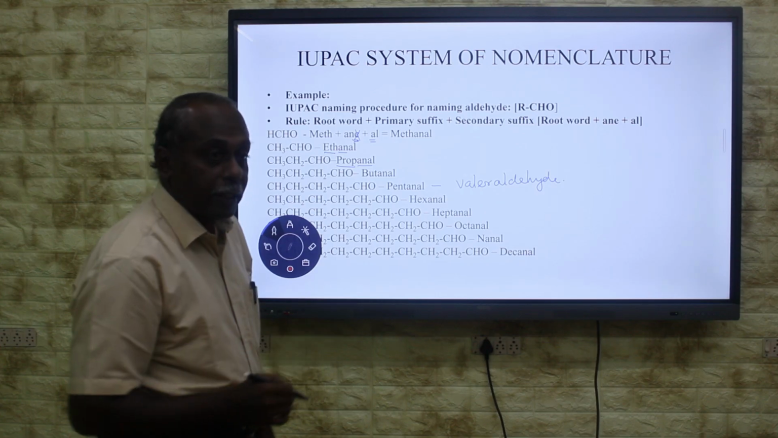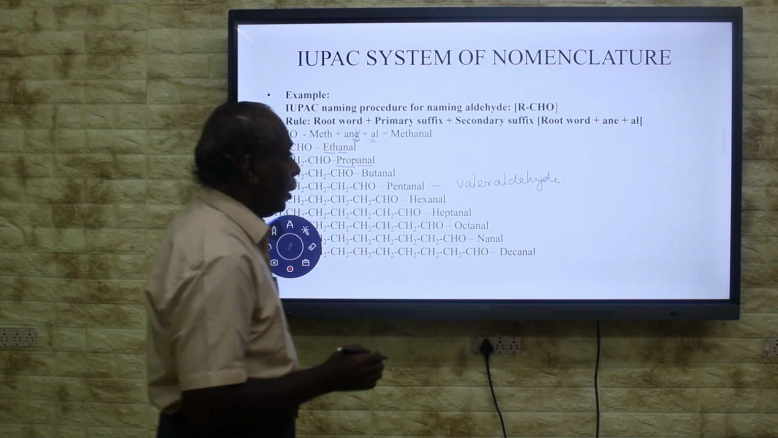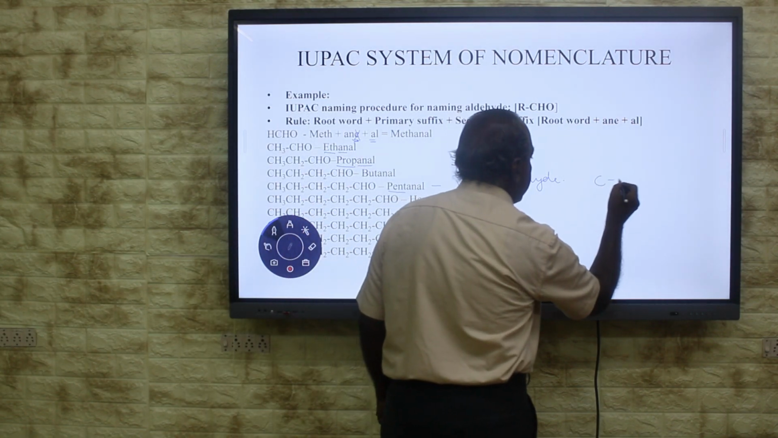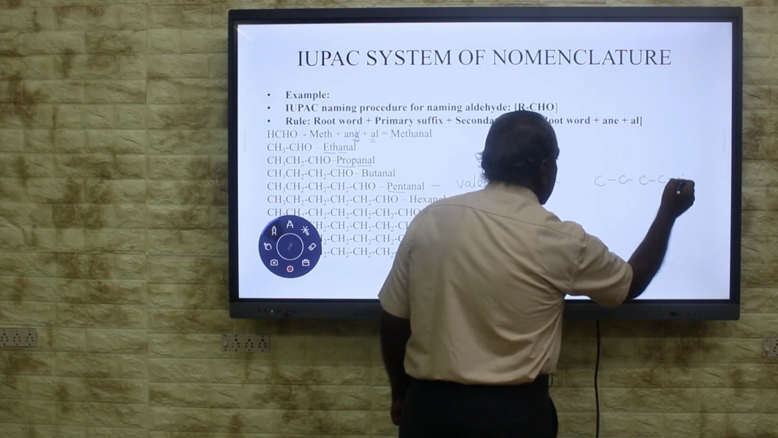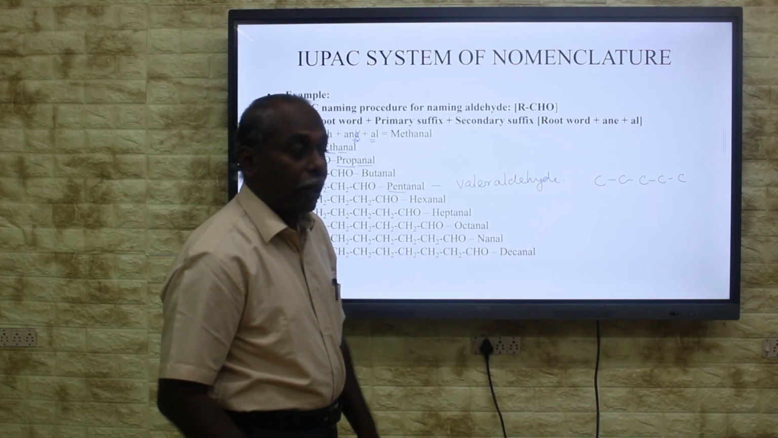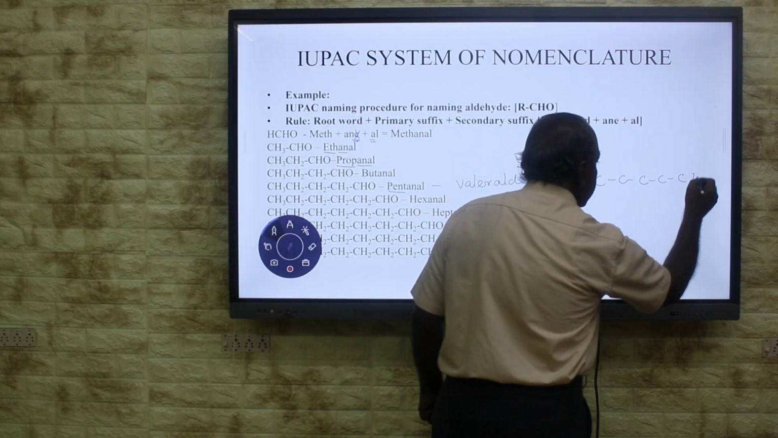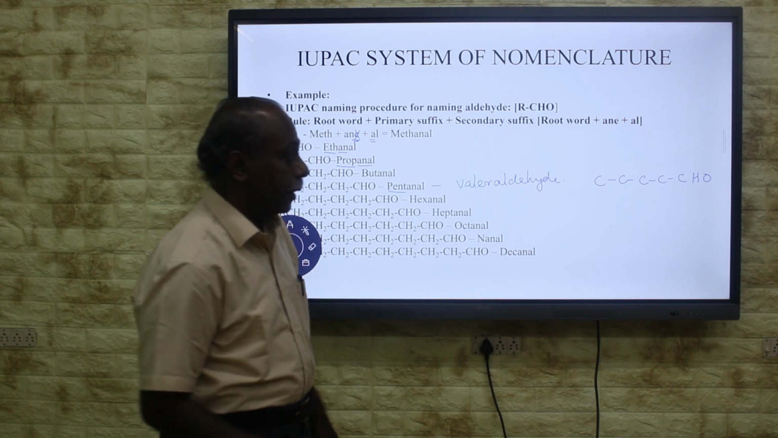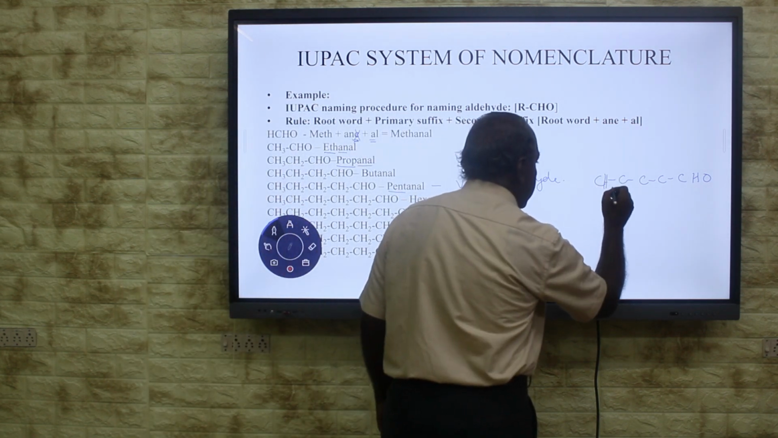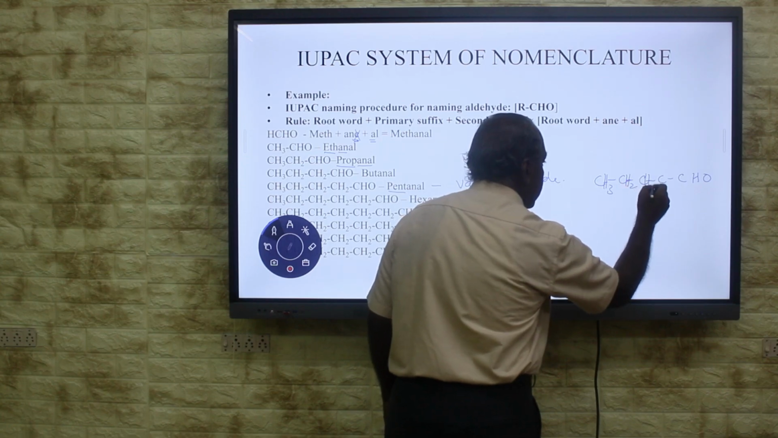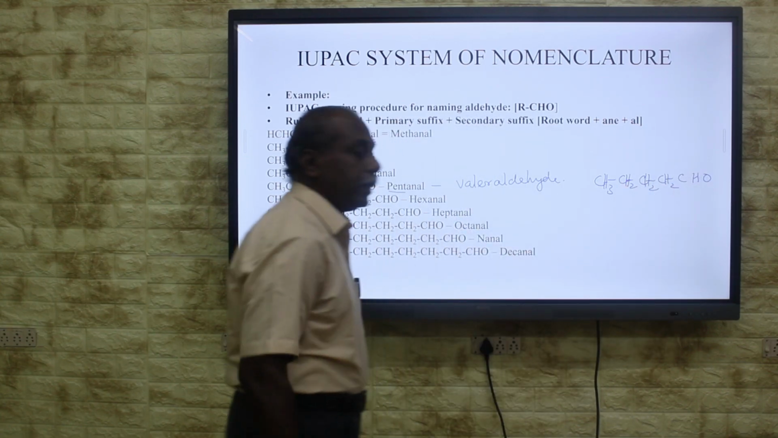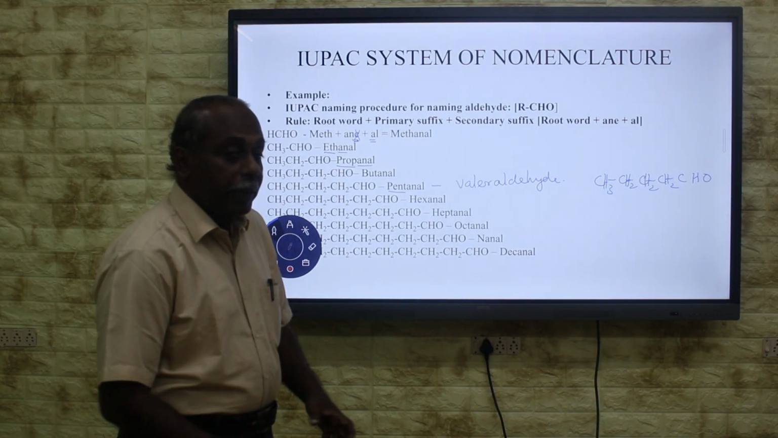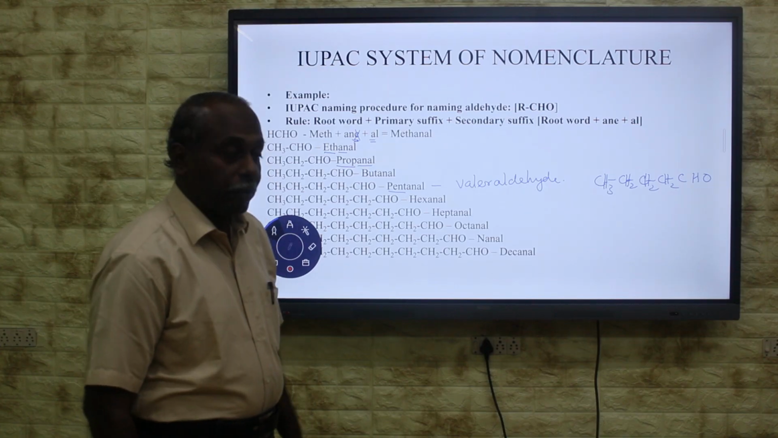Here we are going to write the structure of the compound. Pent means 5 carbon. Among the 5 carbon, the first carbon is the aldehyde. Then the remaining carbon valencies are satisfied by hydrogen. It is pentanal. In that manner we are going to write the trivial name as well as the IUPAC name of this compound.